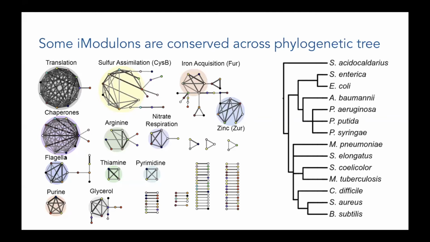We also see that chaperones are highly conserved across all of these organisms. This is the GroEL subunits. We see sulfur assimilation, iron acquisition, a lot of these very basal systems or functions of the cell are conserved across different organisms, and they're conserved in their regulatory roles.